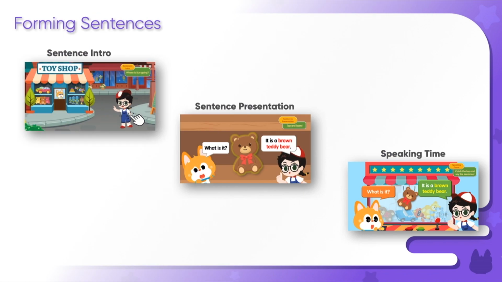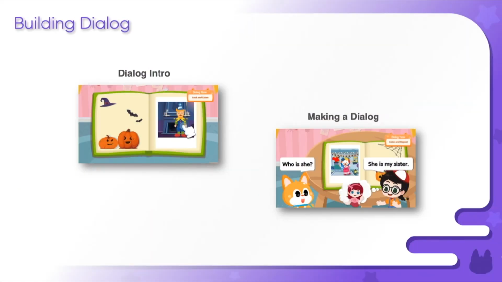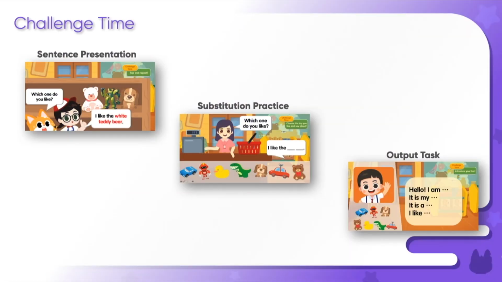Part 3 is the sentences section. Here, we form words into sentences. Do a presentation to teach this and move on to speaking so the student can practice their output. In the next section, you'll move from sentences to dialogue, building on what we've learned already. Following the dialogue section, we'll move on to challenge time. Here, we present sentences to reinforce them. Here, we'll also do output tasks to allow the student to practice their own presentations.